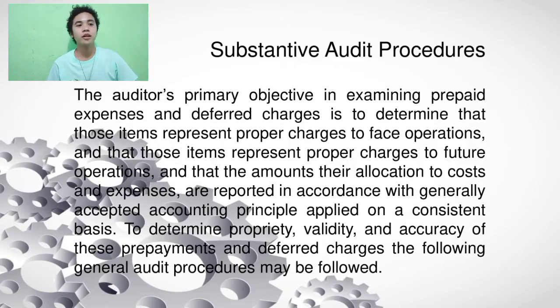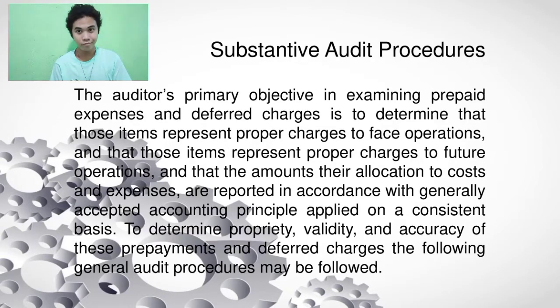Substantive audit procedures: the auditor's primary objective in examining prepaid expenses and deferred charges is to determine that those items represent proper charges to current operations and that those items represent proper charges to future operations, and that the amounts, their allocations to costs and expenses, are reported in accordance with generally accepted accounting principles applied on a consistent basis, to determine the propriety, validity, and accuracy of these prepayments and deferred charges. The following general audit procedures may be followed.